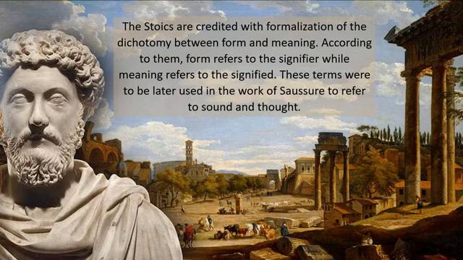Okay, now the Stoics are credited with formalization of the dichotomy between form and meaning. According to them, form refers to the signifier, while meaning refers to the signified. These terms were later used in the work of Saussure to refer to sound and thought in his book named Cours de linguistique générale. The Greeks made a distinction between phonetics, etymology, and syntax.